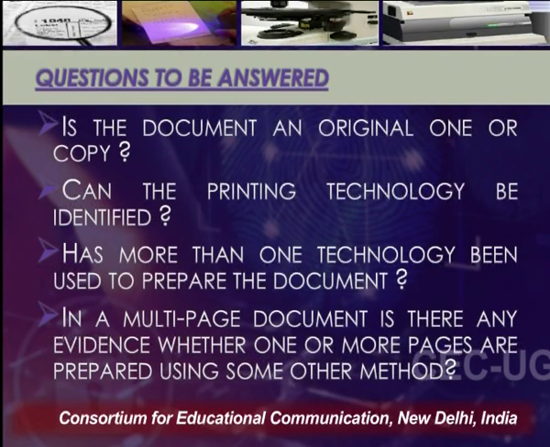Secondly, the printing technology has to be identified. This can be easily identified based on the class characteristics. We can tell whether this document is produced by an impact printer or a non-impact printer. Thirdly, has more than one technology been used to prepare the document? Yes. We can also identify that based on the class characteristics, whether a single document may contain two different types of technologies. That can easily be answered using the class characteristics.